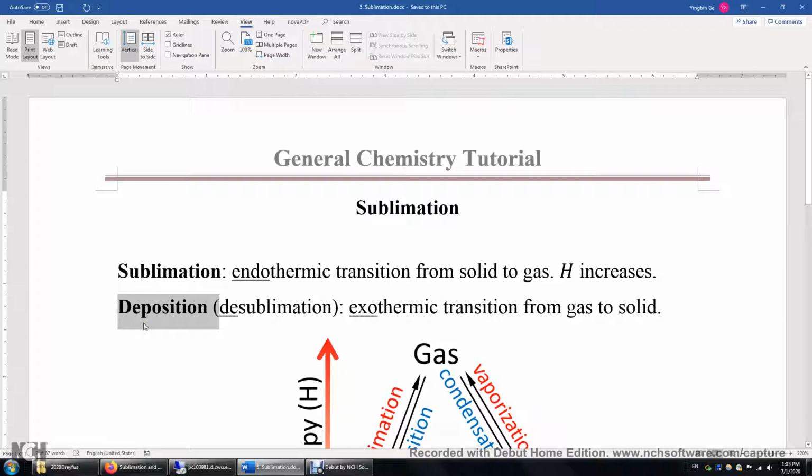Deposition is an exothermic transition from the gas phase to the solid phase. Exothermic means heat is released. The enthalpy of the substance decreases during the deposition.